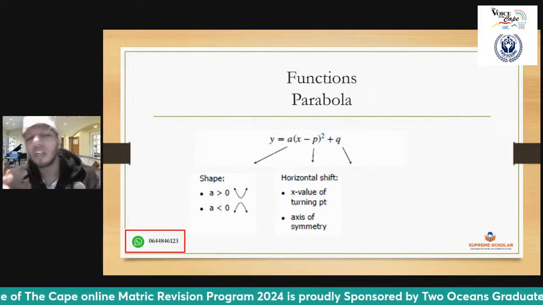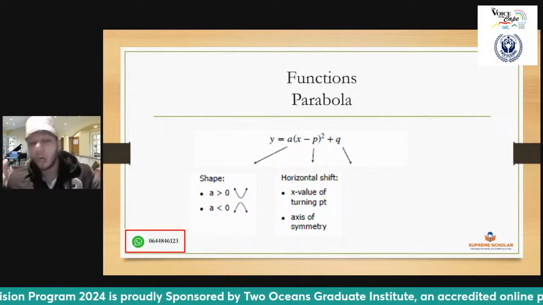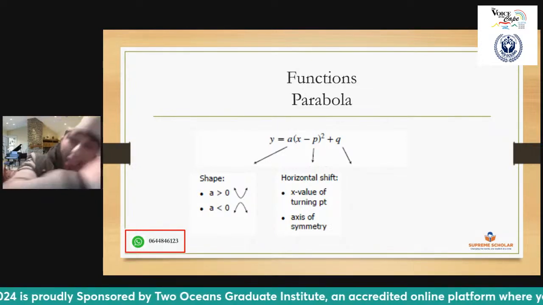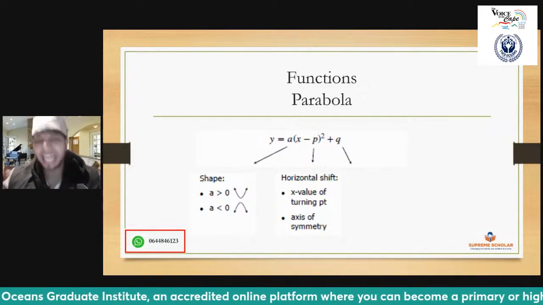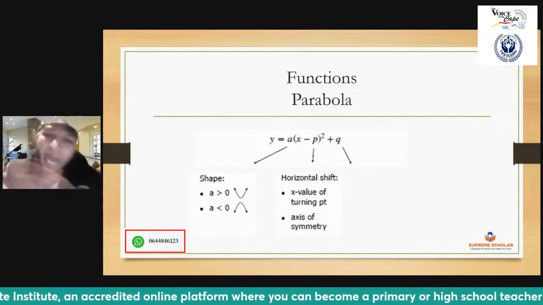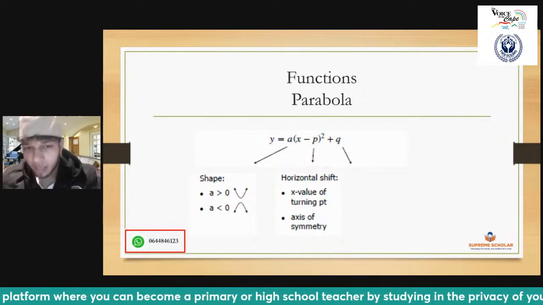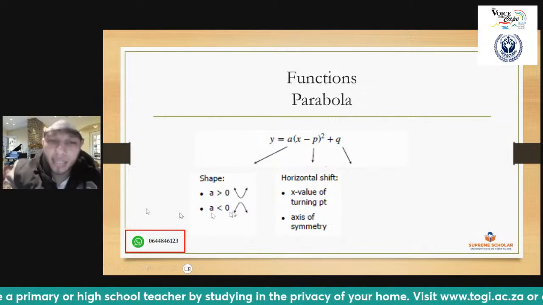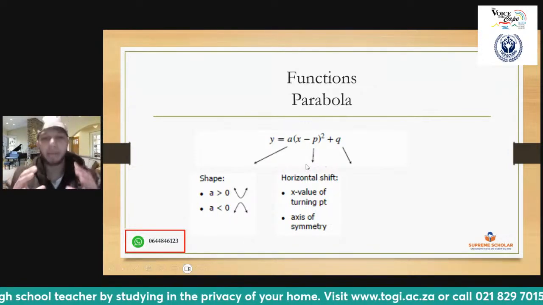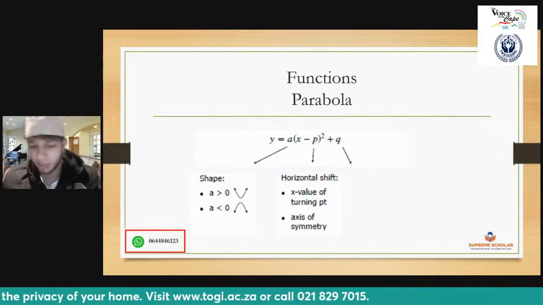Right? So it's also known as the horizontal shift, meaning moving left and right horizontally. If the graph moves towards the right, you will minus, let's say, 4 units to the right. That means you're going to minus 4 within the x minus p bracket. That is the horizontal shift. If you move towards the left, you're going to add.